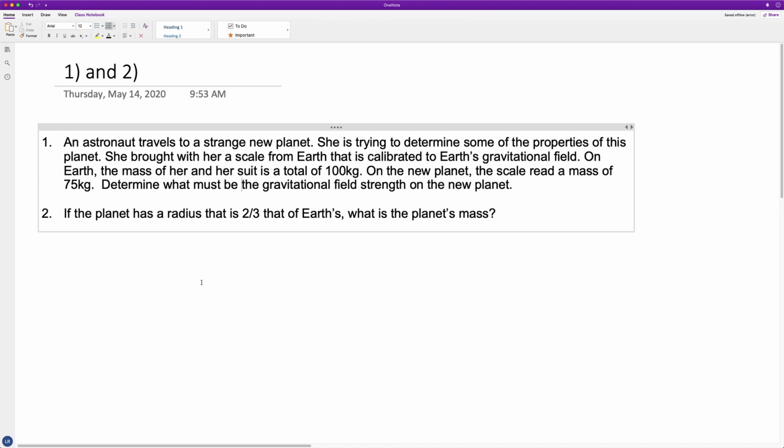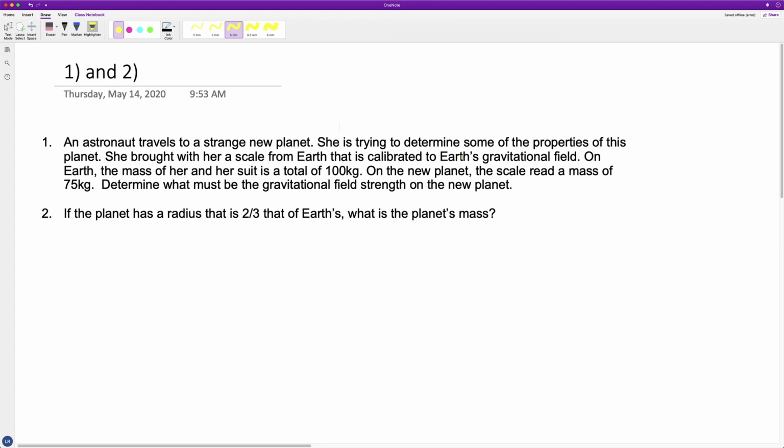So let's take a look at question number 1. An astronaut travels to a strange new planet. She is trying to determine some of the properties of the planet. She brought with her a scale from Earth that is calibrated to Earth's gravitational field. Now, this is a very important part of the question here. Specifically, the scale is calibrated to Earth's gravitational field. That's an important point. On Earth, the mass of her and her suit is a total of 100 kilograms.